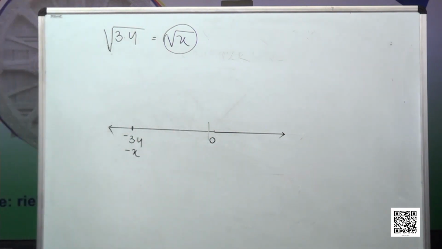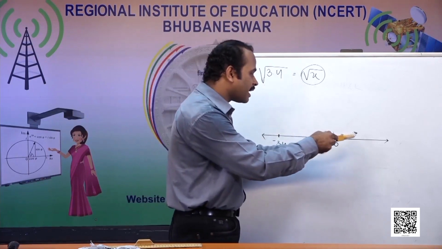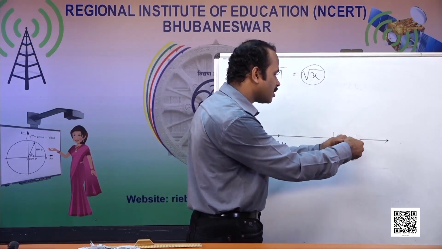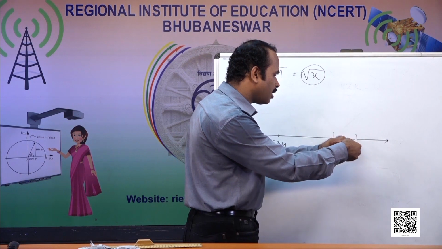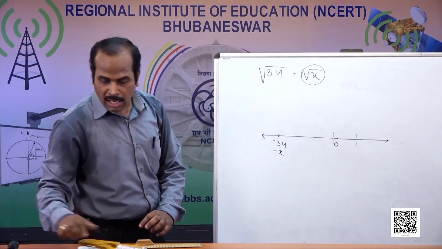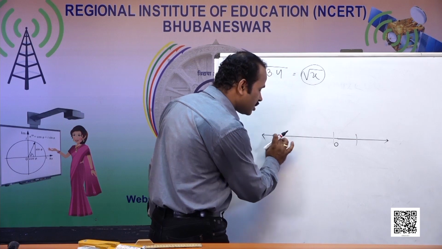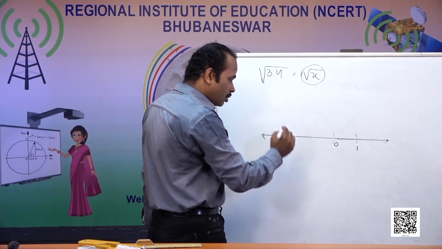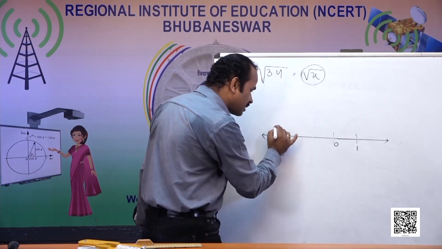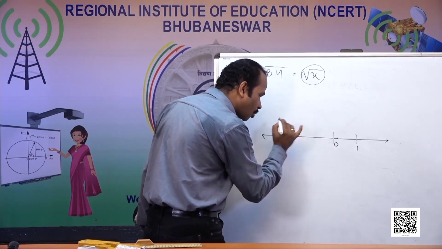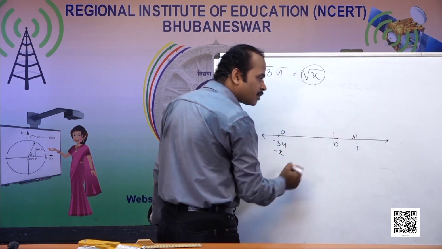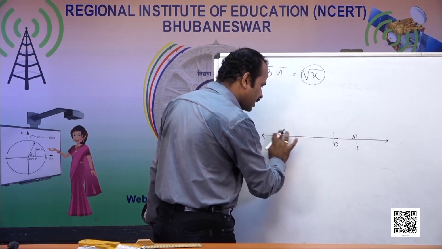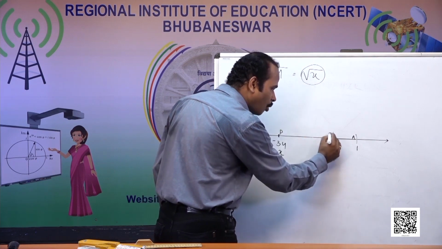So from 0, let us take 1 unit towards the right. I have taken 1 unit towards the right. Now, this is 1 unit. This is minus 3.4, this is 0, and this point is 1. Let me name this point O, and this point A. This point, let me take it as P.